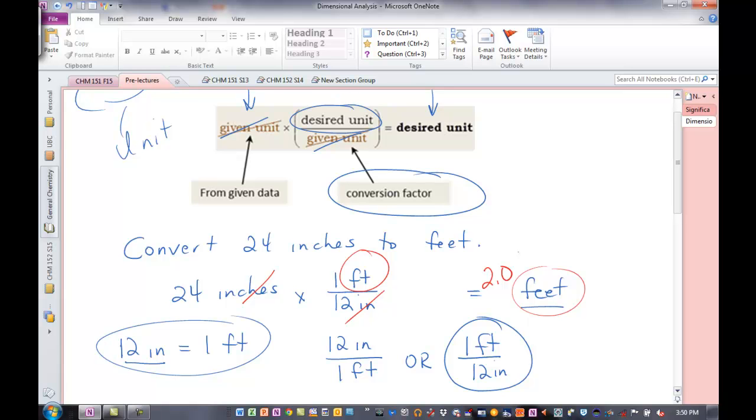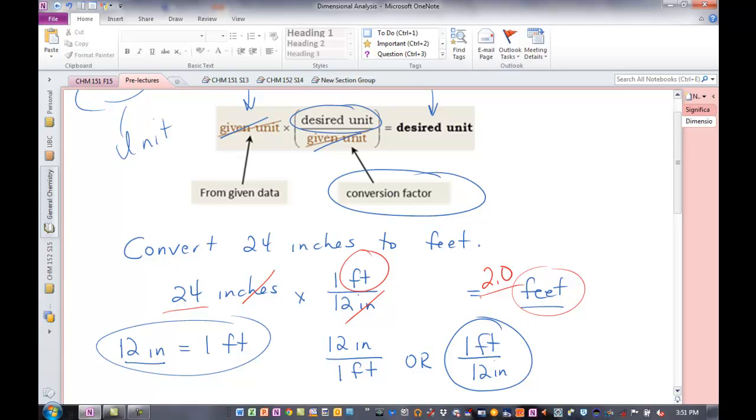All right, so pretty simple, but the thought process, really try to wrap your minds around this thought process so that we can then expand that to more difficult problems. Sig figs, which we've talked about, 24 has two significant figures. So we carry two significant figures in our answer. This conversion factor is an exact conversion. There's exactly 12 inches in a foot, so we have an infinite number of significant figures there. So don't worry about that.